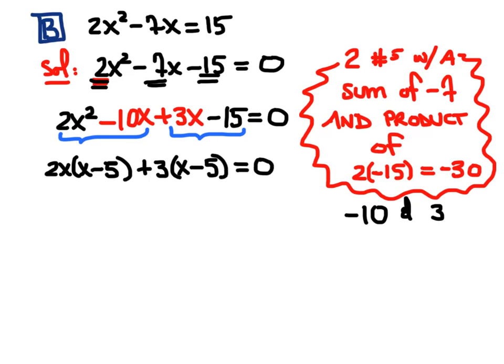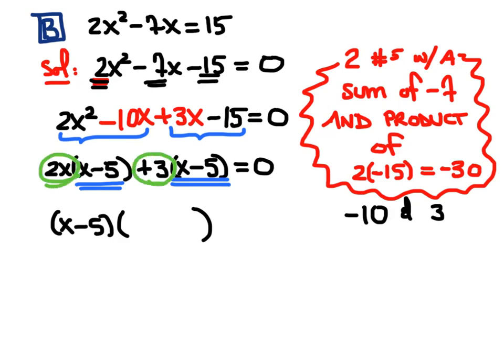All right, and you proceed to factor out the greatest common factor from these two terms, which is x minus 5. So we can pull that all the way out front. So we have x minus 5. And then what's left from the first term here is 2x, and what's left from the second is a plus 3. So you end up with 2x plus 3. And this is all equal to 0.